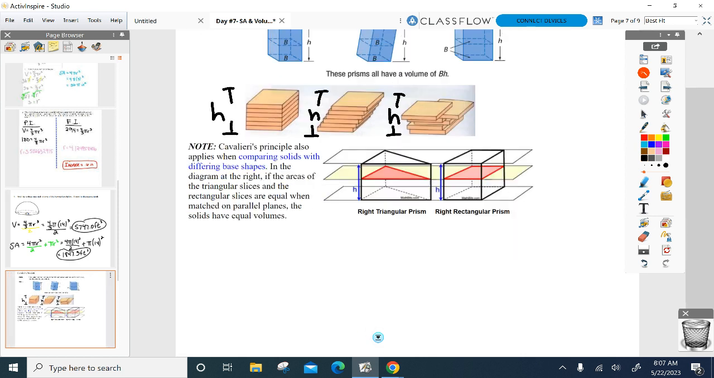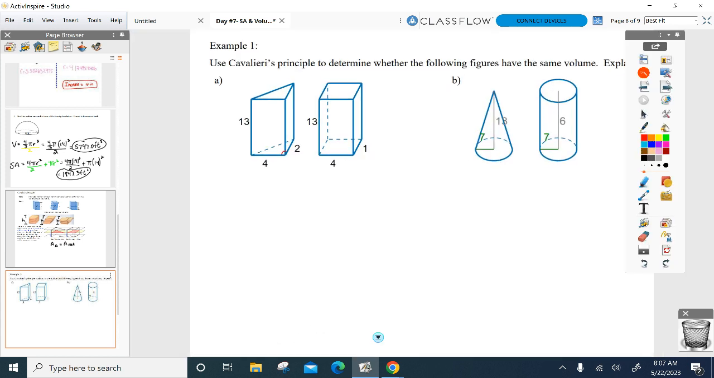Let me drive this home now. 2 different prisms, but same volume, even though they look totally different. Why? Same height, and the area of the triangle is the same as the area of the rectangle. As long as it's got the same height and same base area, they have the same volumes. All good? All right, let me throw a couple examples at you and make sure we're good.